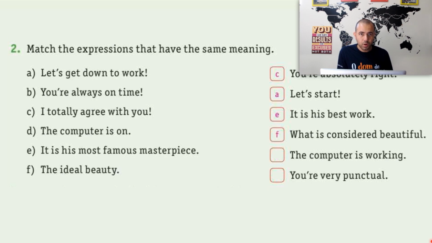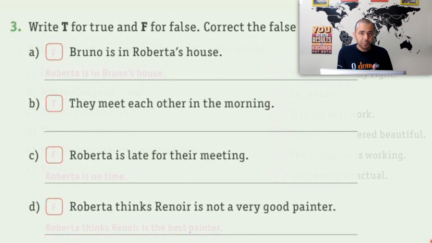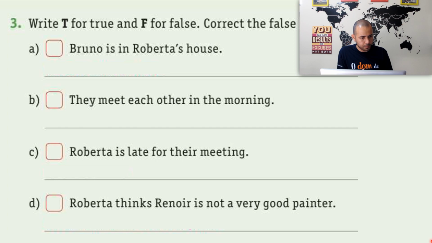The ideal beauty. The computer is working. The computer is on. You are very punctual. You're gonna have letter B. You're always on time. Exercise number 3. Now you're gonna decide if the sentences are true or false according to the text.